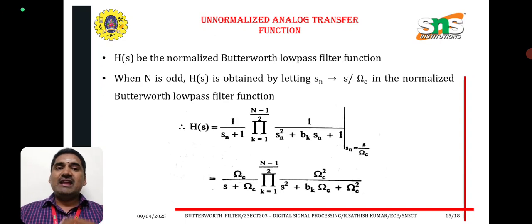Now we find the unnormalized analog transfer function where N is odd. Here also Sn can be replaced by S by Ωc in the normalized Butterworth low pass filter transfer function. The formula for N odd was already seen in the previous slide. Now Sn is replaced by S by Ωc. Therefore, H of s is equal to Ωc divided by (S plus Ωc), times the product for k is equal to 1 to (N minus 1) by 2 of Ωc square divided by S square plus bk into Ωc S plus Ωc square. Ωc is nothing but the cutoff frequency.